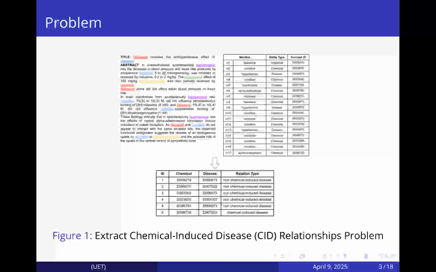Extracting chemical-induced disease relationships at document level is challenging because of disparate entity mentions and contextual dependencies. As shown in the diagram, entities and relationships span across multiple sentences, requiring both local and global context understanding. Traditional models struggle with these complexities, motivating us to propose a hybrid approach.